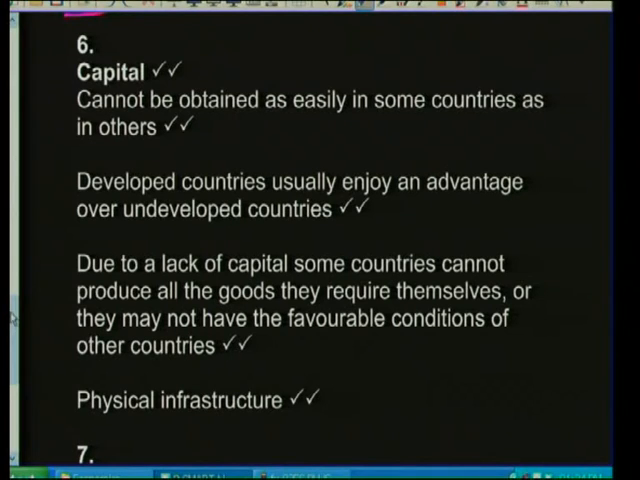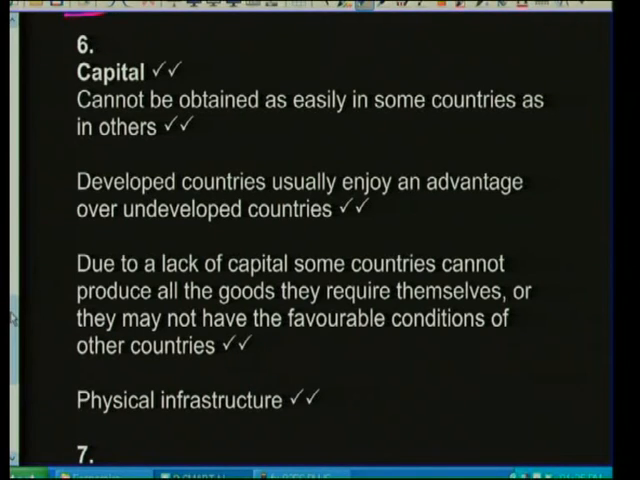Capital is another important aspect. Not all countries have access to proper capital, and because there's a lack of capital, there cannot be proper development in the areas of technology and reducing costs. Capital cannot be obtained as easily in some countries as in others, and we would obviously know that in developing countries it would be more difficult to come across capital than it is in developed countries. Developed countries usually enjoy an advantage over underdeveloped countries.